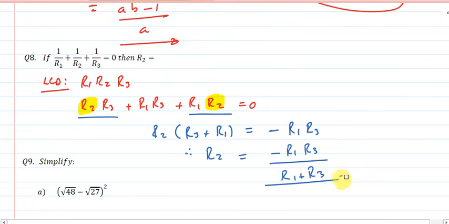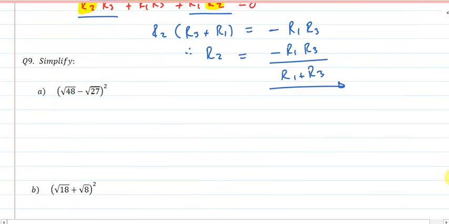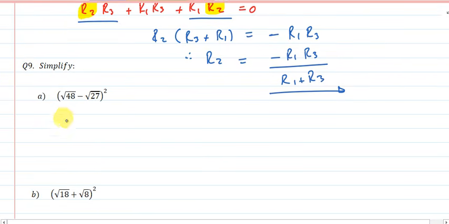Right, so you need to select the correct option. Let us look at question number 9a, which is surds, right?